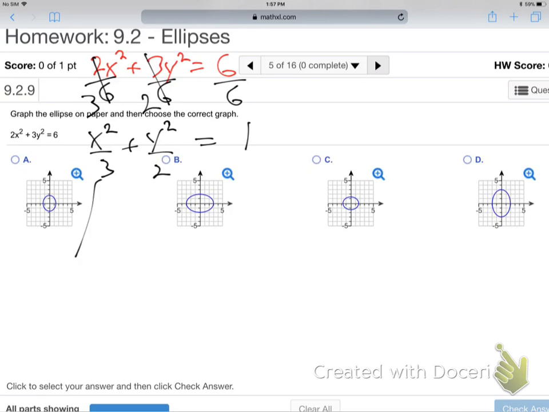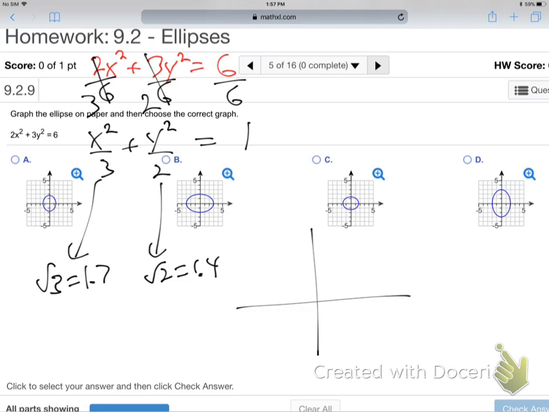Okay, then you take these numbers and you square root them. Square root of 3 is 1.7, your calculator will tell you. Square root of 2 is 1.4. Right, got to square root them. We always have to square root those numbers under x and y. Now we do our graph.